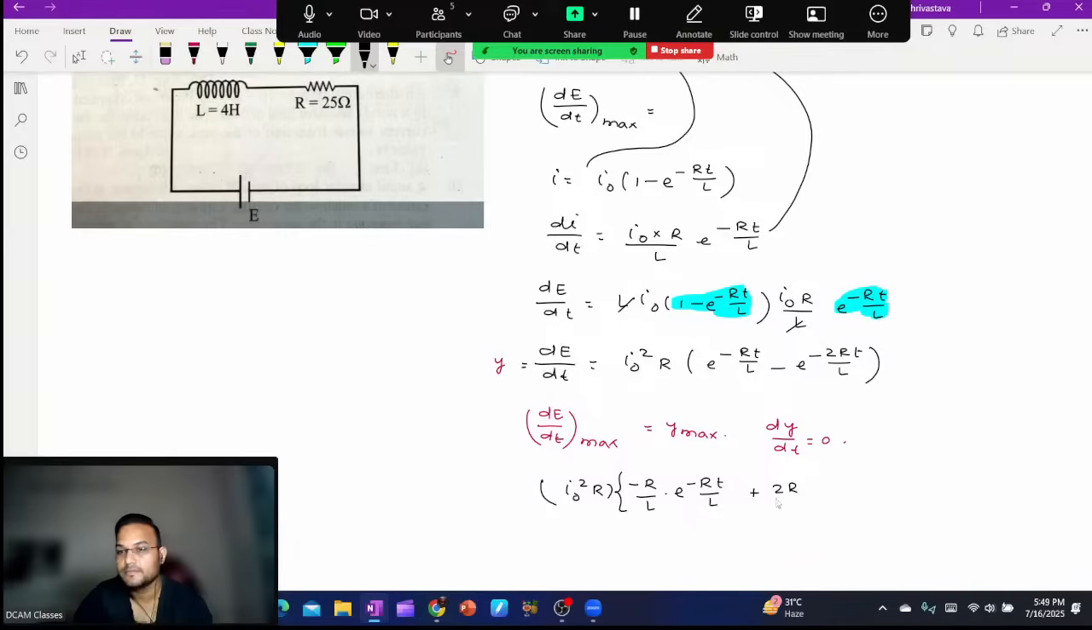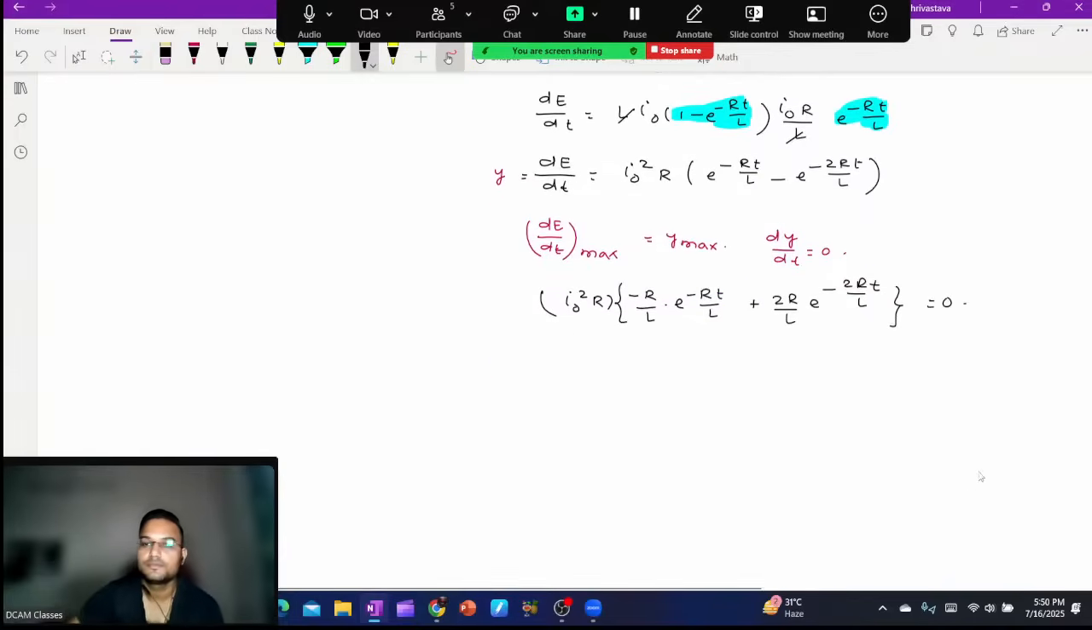So we have to substitute I naught, 2R by L, e power minus 2RT by L. No, get the value. This will be equal to 0, no? So what we will be getting, Sir, so we have to do d square E by dt square. This term has to be maximum. So that term, not the E. No, not the E. So dE by dt should be maximum. So d square E by dt square.